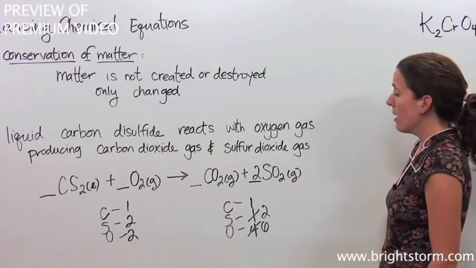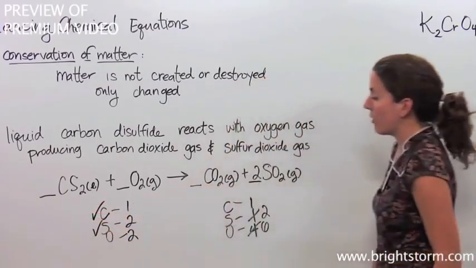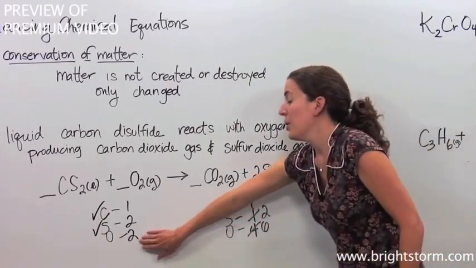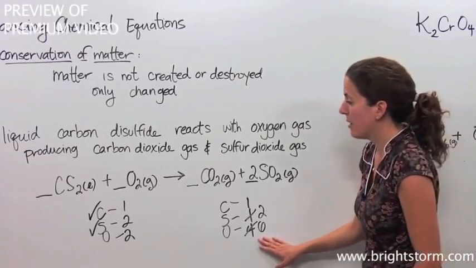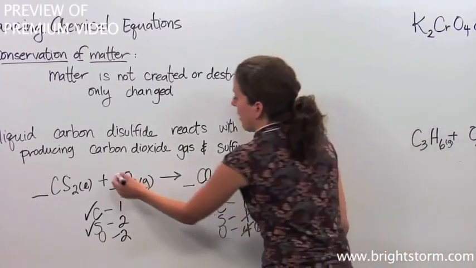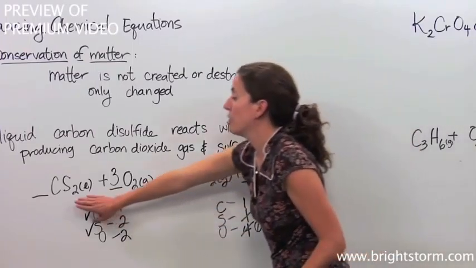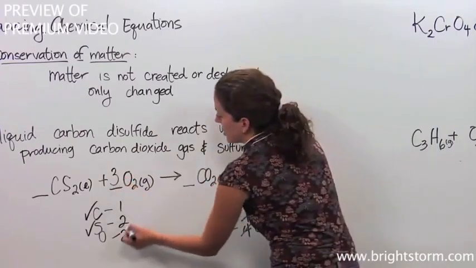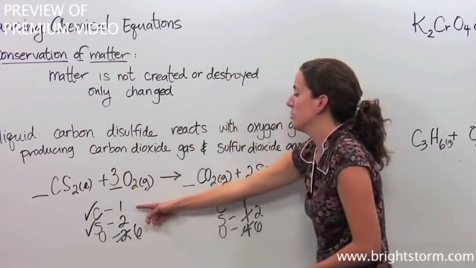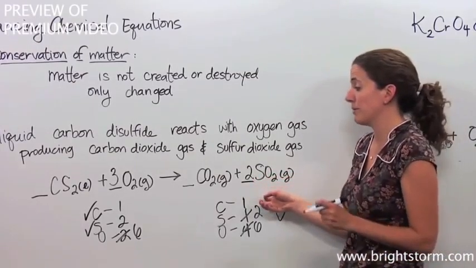Okay. So now our carbons are balanced. Check. Our sulfurs are balanced. Check. We want to make sure our oxygens then are balanced. We have 2 on the reactant side and 6 on the product side. I'm going to change that. So over here, we need 3 oxygen gas particles to react with 1 carbon disulfide particle. So we're going to change that to 6, and now it's 1, 2, 6, 1, 2, 6. We are good to go. This is completely balanced. Great reaction.